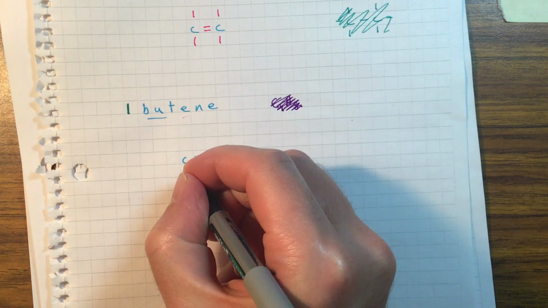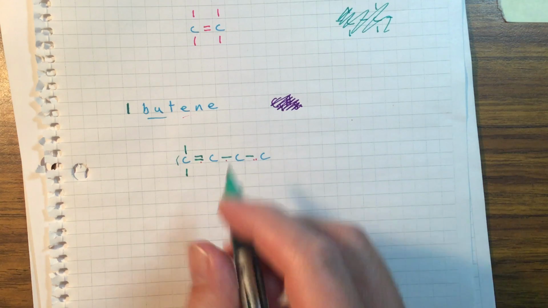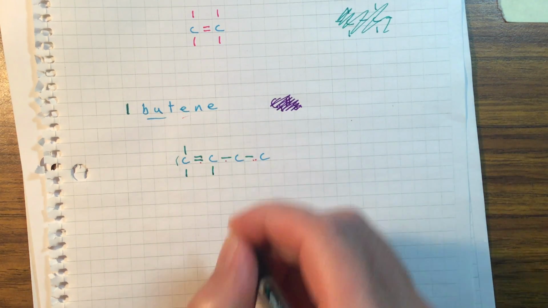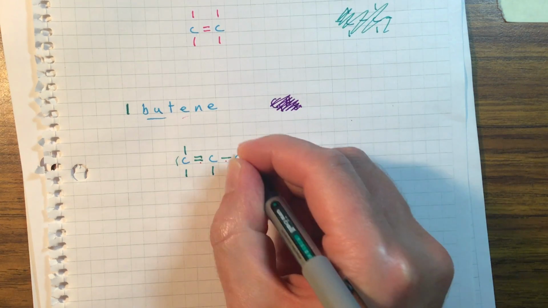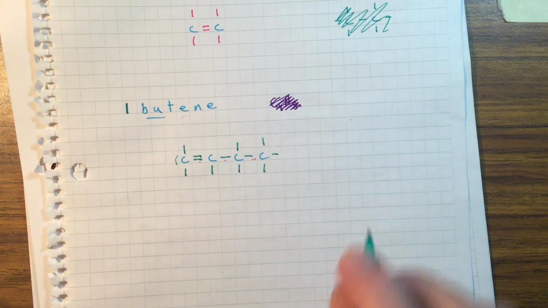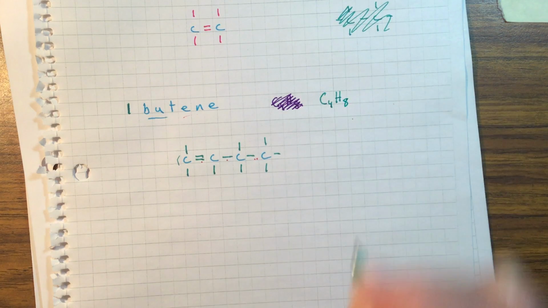So how would this look? Well then, this carbon already has 2, so we put 2 here. This carbon already has 3 bonds to it, so we can only handle 1. This guy has 2 bonds to it, so we can handle 2 hydrogens. This guy can handle 3 hydrogens. And 1-butene is C4H8.